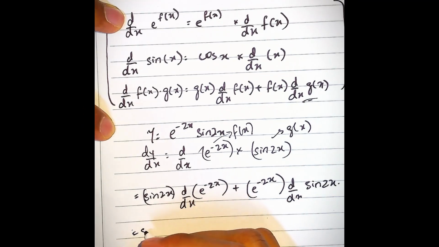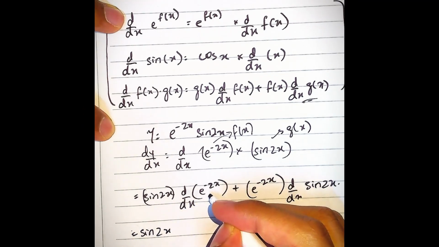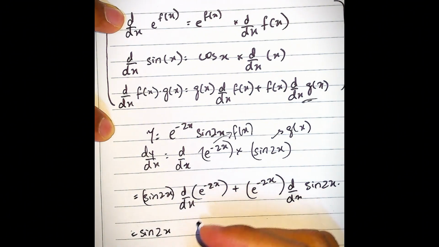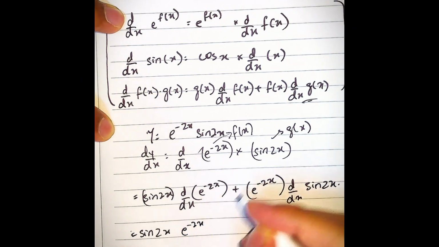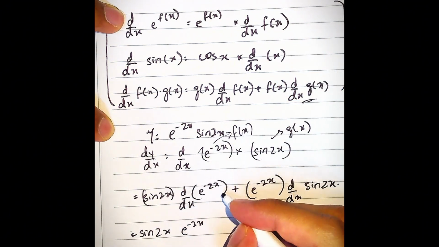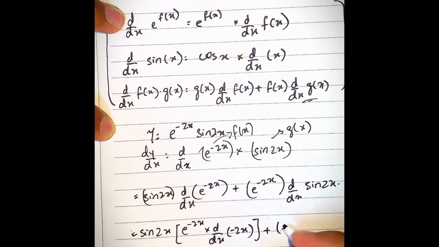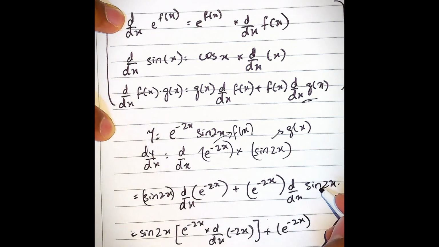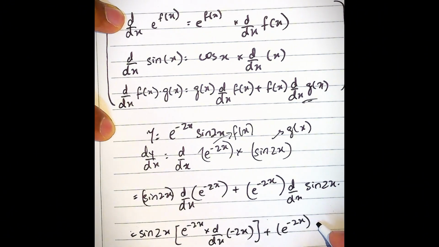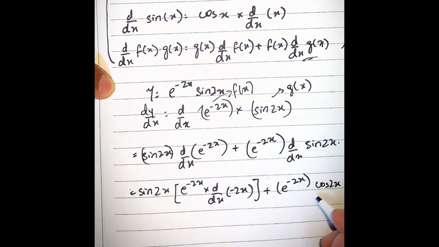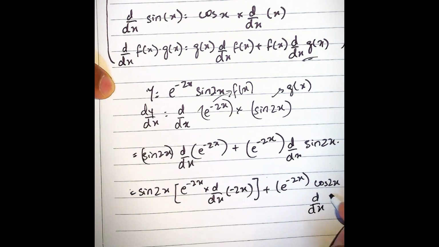So let's begin. sin 2x. The derivative of e^(-2x) would be, first of all, we write e^(-2x) as it is, and then the derivative of the function. What is the function over here? It is -2x. So multiplied by d/dx of -2x. Okay, e^(-2x). The derivative of sin 2x is cos 2x, of course. The derivative of the argument, which here is 2x, so we have d/dx of 2x.